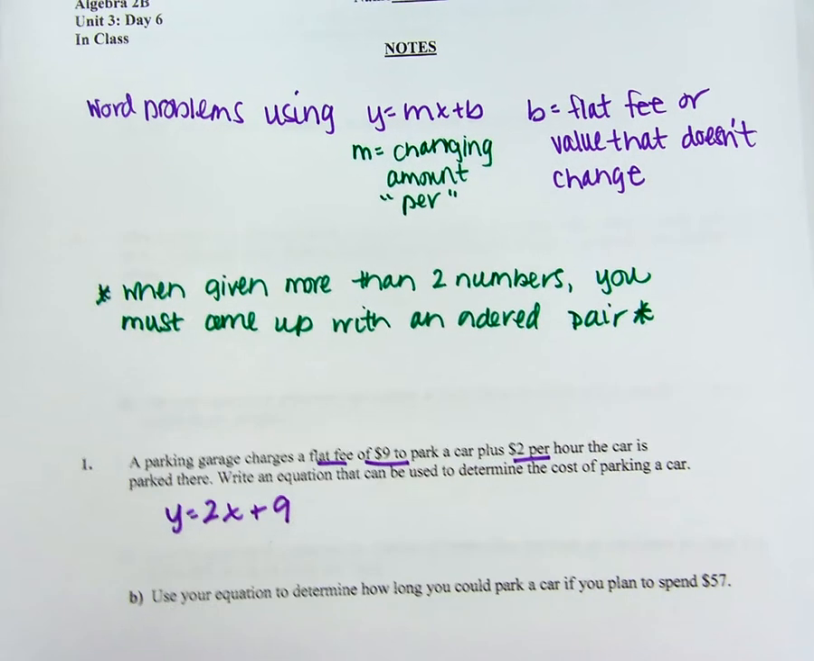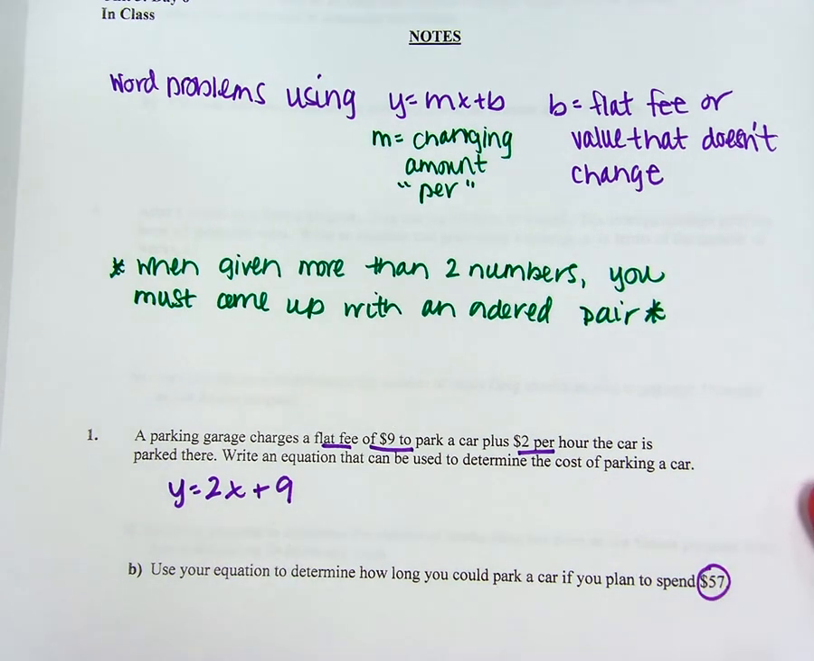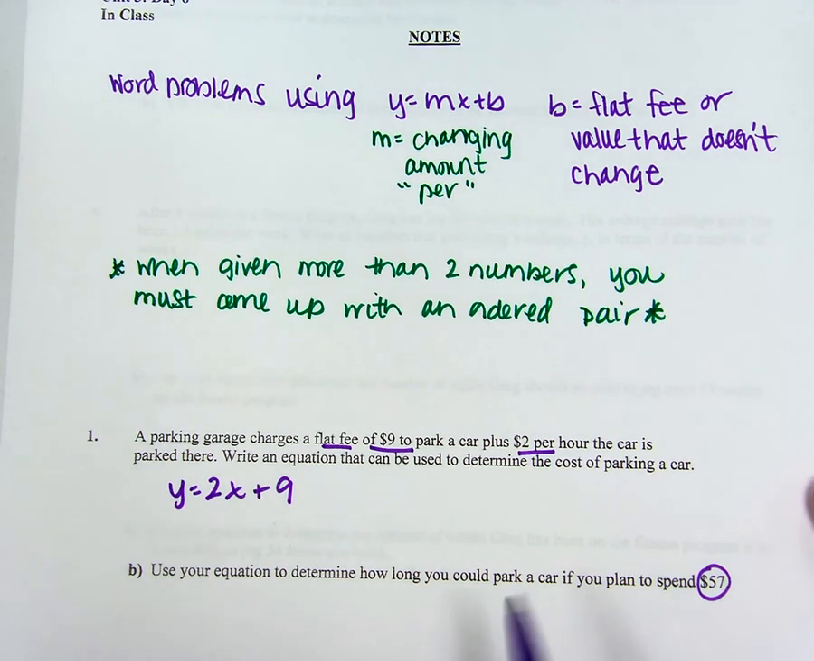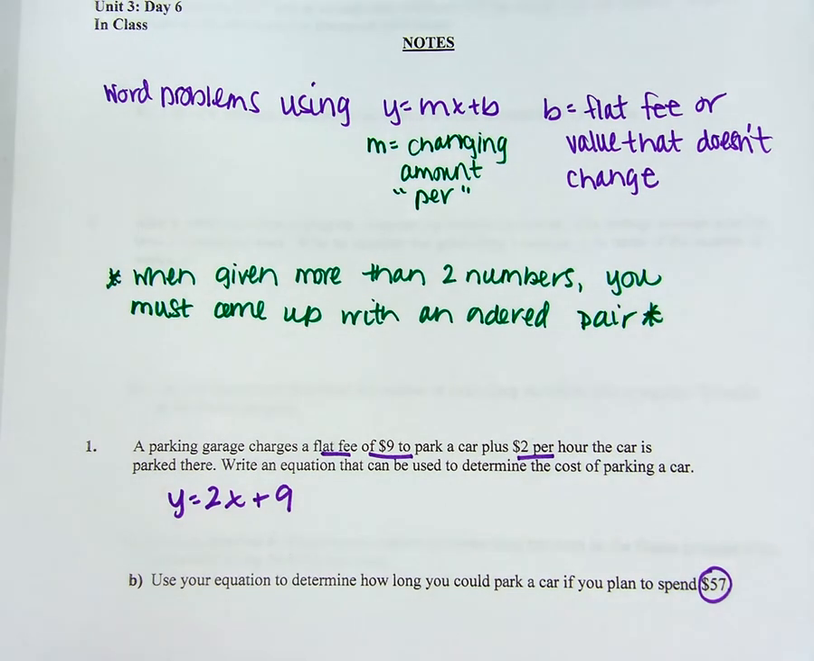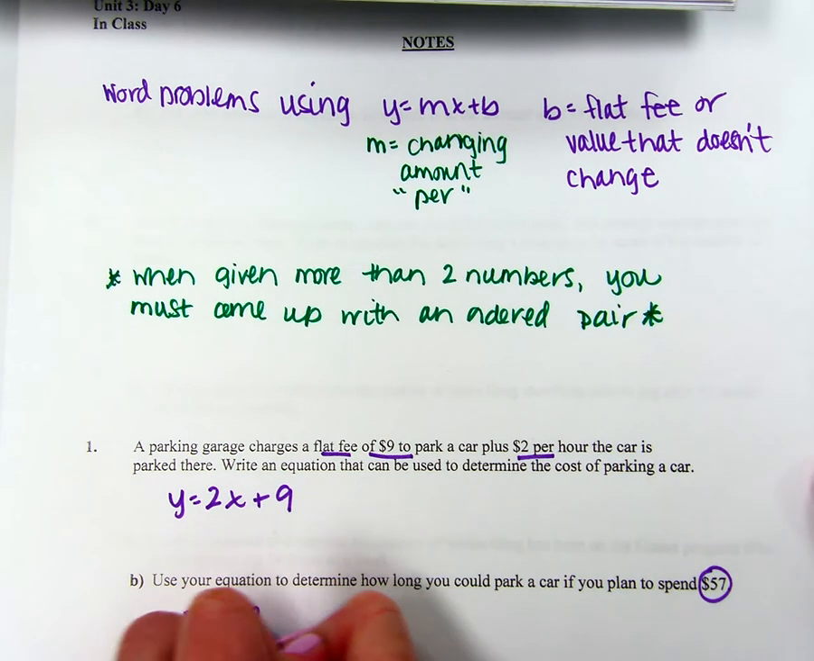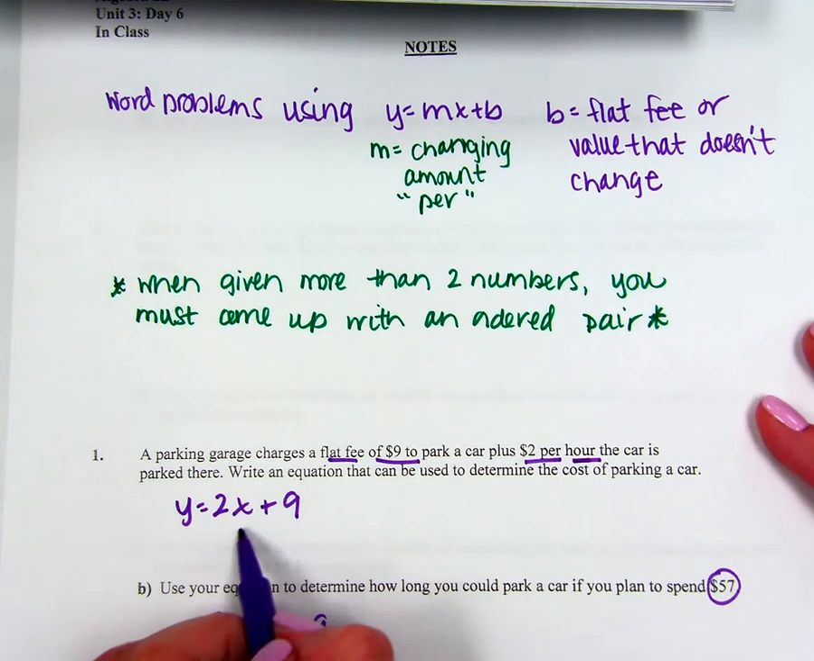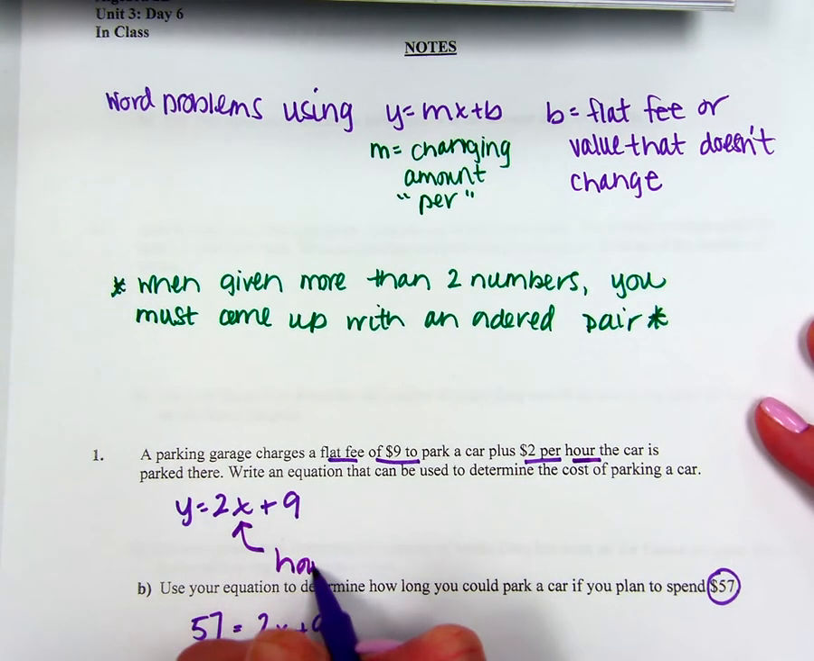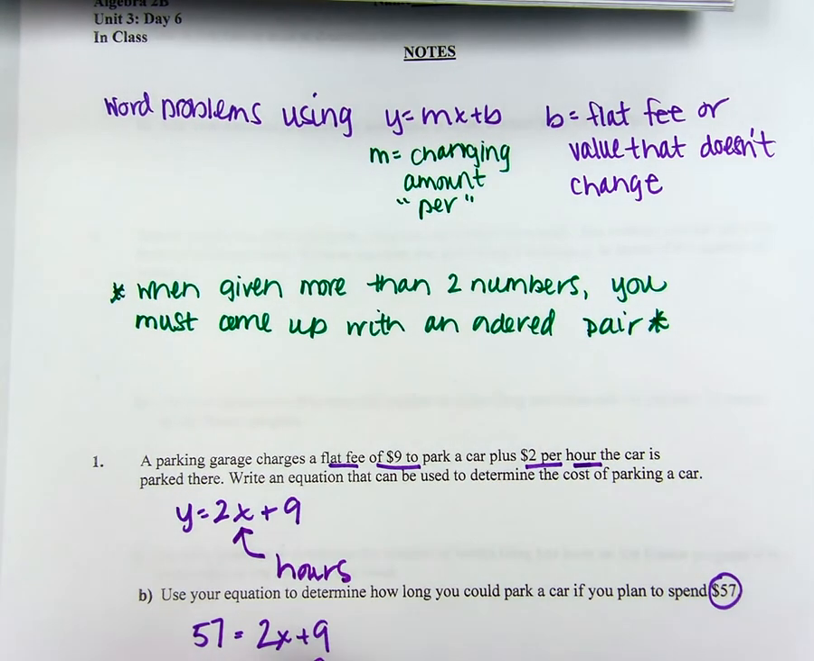So now it says for b, use the equation to determine how long you could park a car if you plan to spend $57. So we're going to take that 57 and we're going to plug it in for our y, because it's giving us the total cost. So we want to spend $57 and we want to determine how many hours. So remember that keyword per says hour after it. So our x is represented by our hours. So we're going to solve for our x.